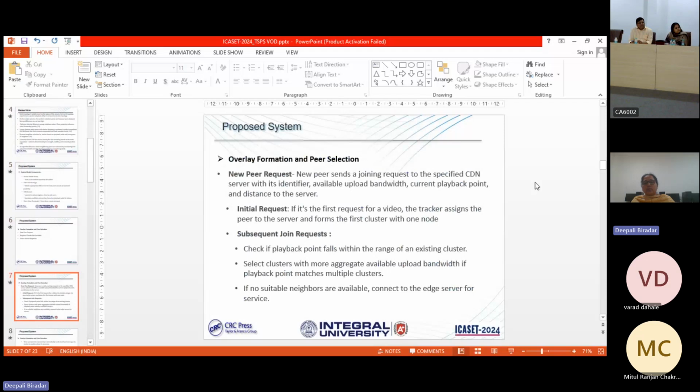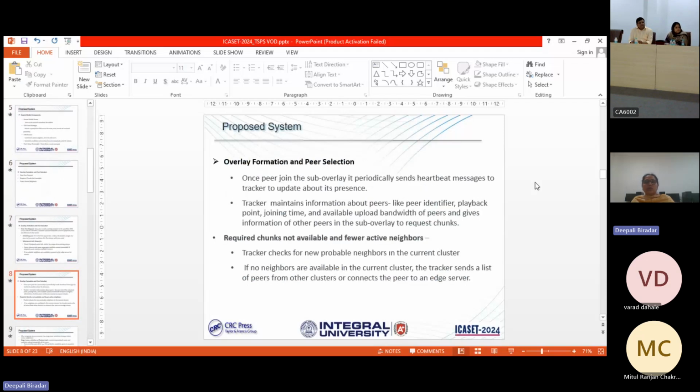And if no suitable neighbors are available, then it will form a new cluster. In this way, that particular clusters are formed. Once that particular peer joins, there is a response. That node will send heartbeat messages to the CDN server periodically, and the tracker will maintain all the information related to that peer, along with the clusters, so that it can map every incoming node to the respective cluster.